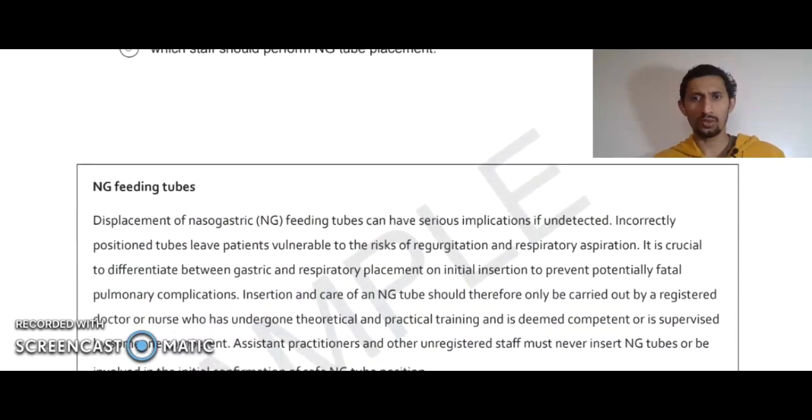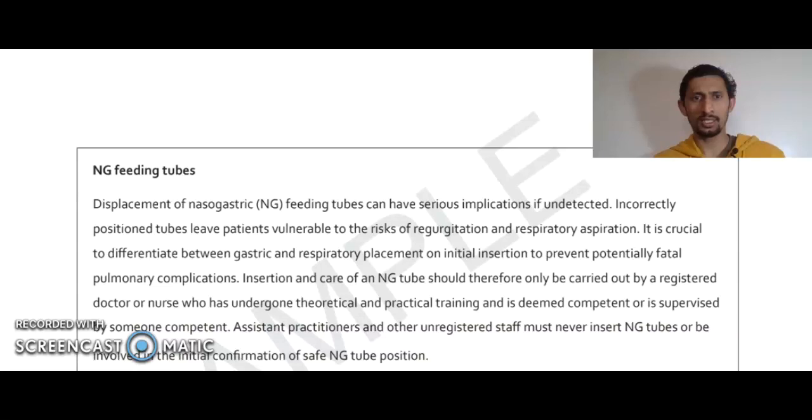So what is the notice here? The notice is about NG feeding tubes. Displacement of nasogastric feeding tubes can have serious implications if undetected. From the first sentence, this is talking about displacement of the NG tube, and it has serious complications. Incorrectly positioned tubes, that means displaced nasogastric tubes, leave patients vulnerable to the risk of regurgitation and respiratory aspiration. Those are the two conditions it is talking about, the complications of a displaced nasogastric tube.